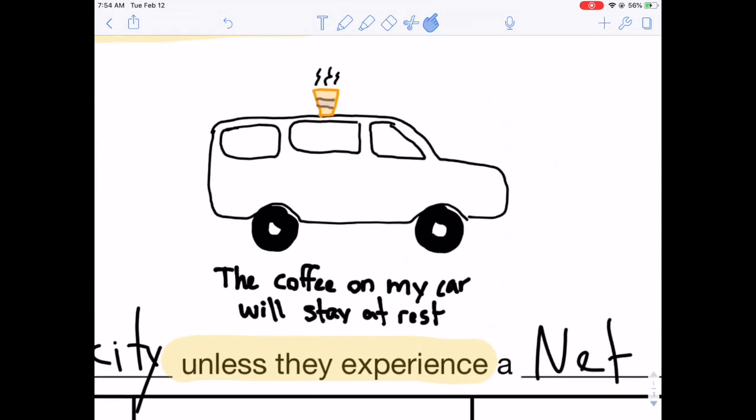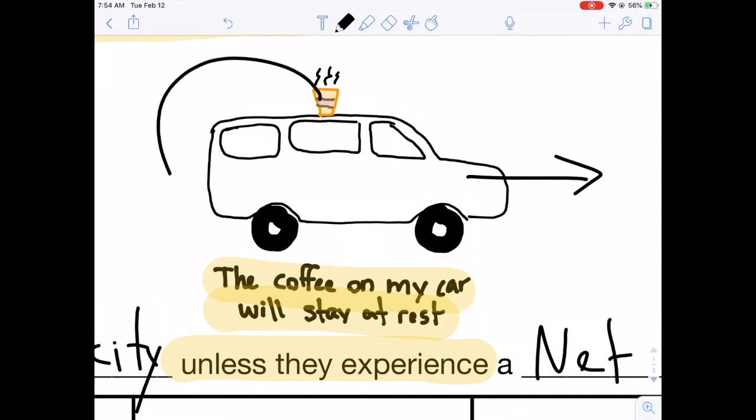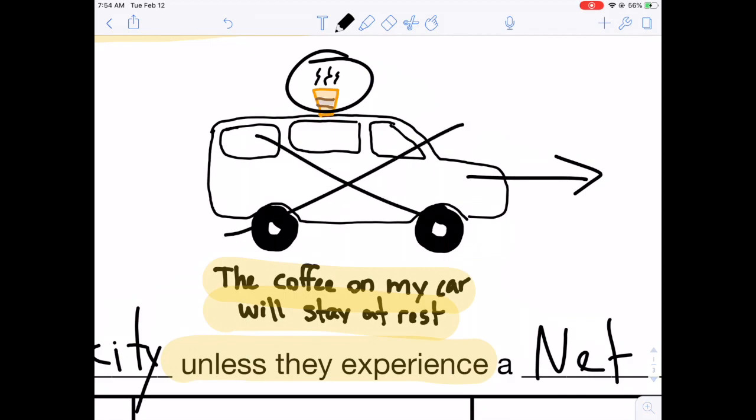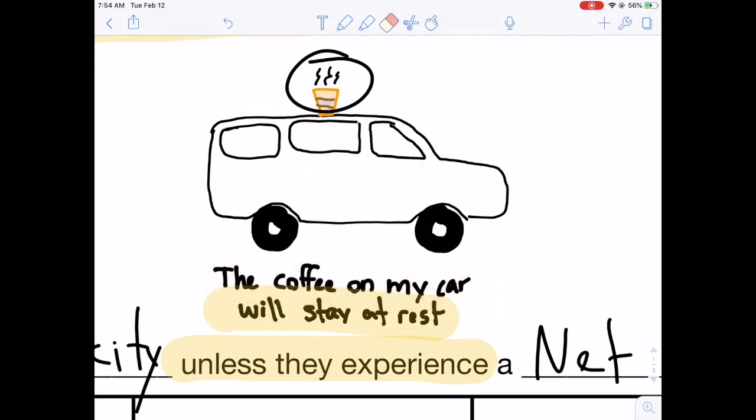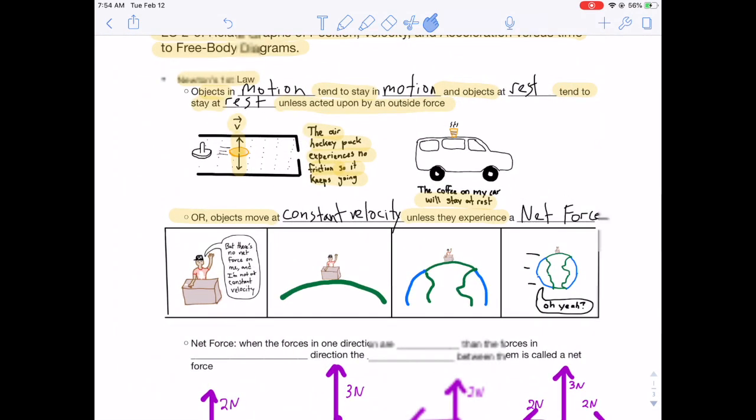If we look at our car here, it seems Mr. LaForge has left his cup of coffee on the top of his car, and his coffee will stay at rest. As soon as Mr. LaForge drives away, this coffee is going to stay put, which is bad news because if there's no car underneath, this coffee is going to fall straight to the ground at a rate of 9.81 meters per second squared.